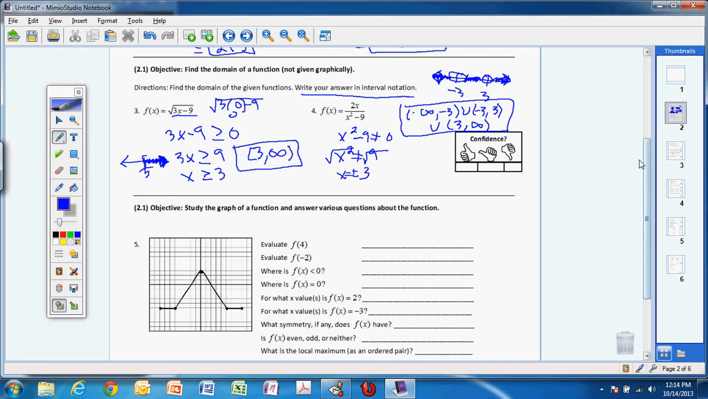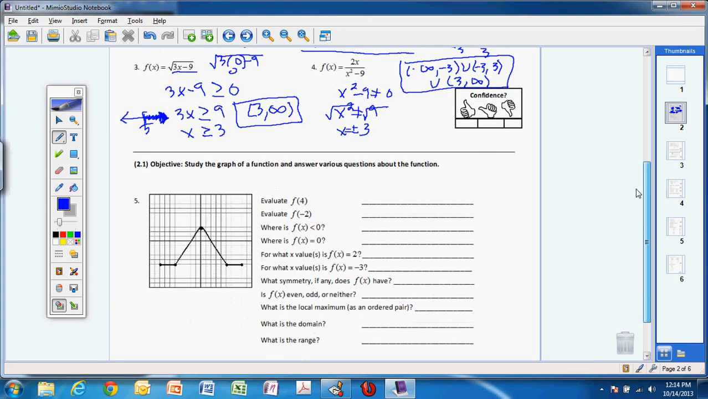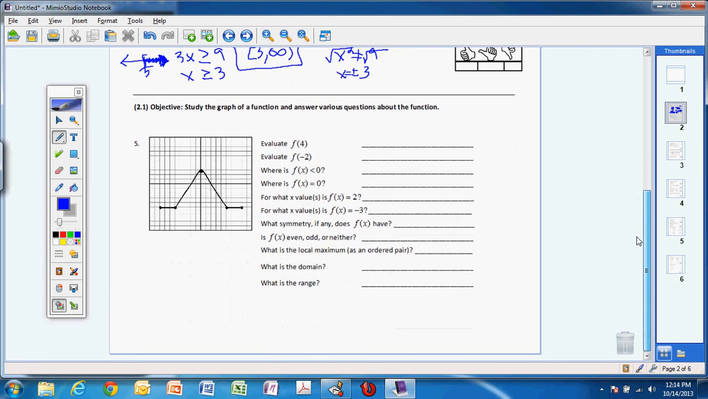So one of the other things we did in 2.1 was being able to study the graph of a function and answer various questions about it. This is a big part of your test tomorrow, so we have 2 examples on this one. So the first graph, this is our graph, and our first question says, evaluate the function when x is 4. That's how we'd read this.